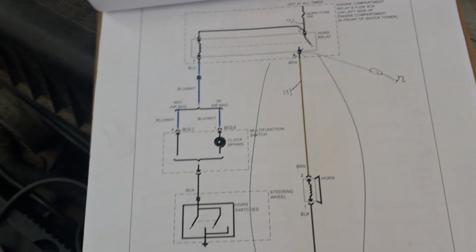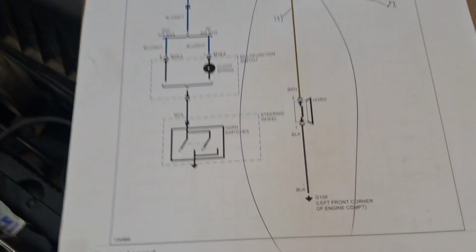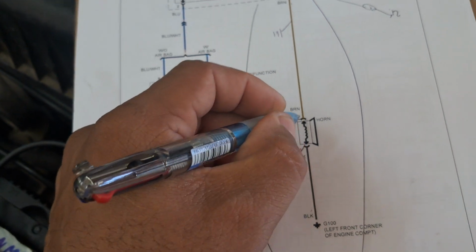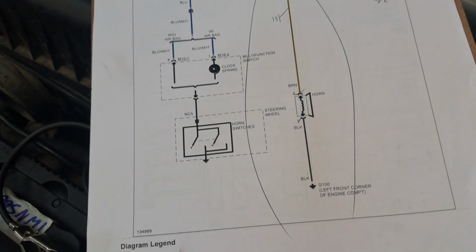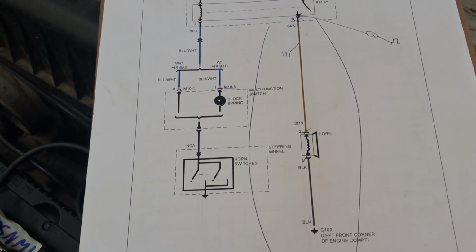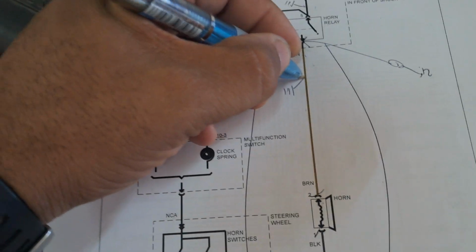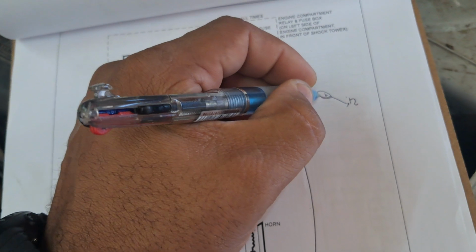Knowing that beforehand, what we are going to do is remove or disconnect the load from the circuit, removing the horn from the circuit. In removing the horn from the circuit, if there is no short to ground on this brown wire here, my light should not illuminate.